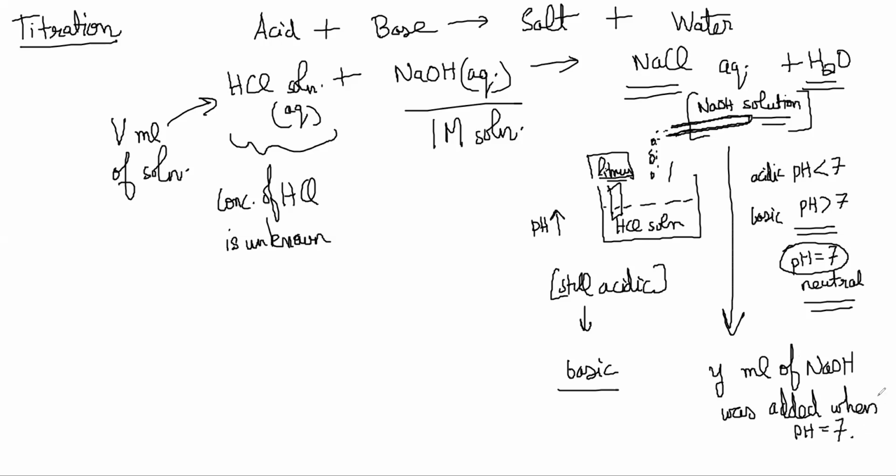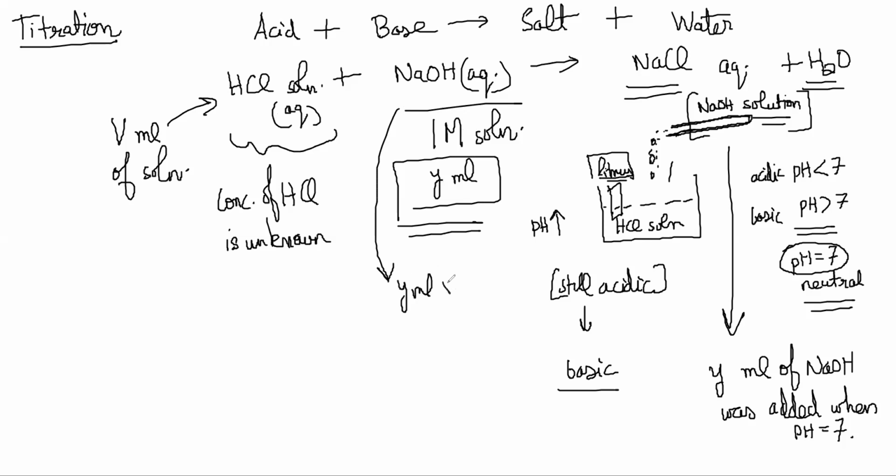So that means y ml of NaOH completely neutralizes the HCl present inside, right? So y ml was needed to completely titrate it. This is called titration of HCl. So y ml was needed to titrate it. That means now you know how much NaOH was needed. So y ml into 1 mole per liter.